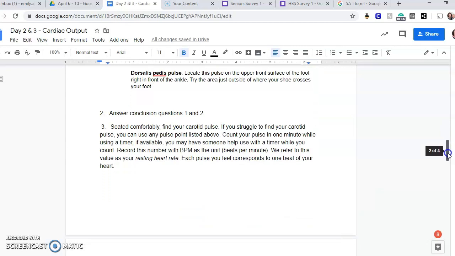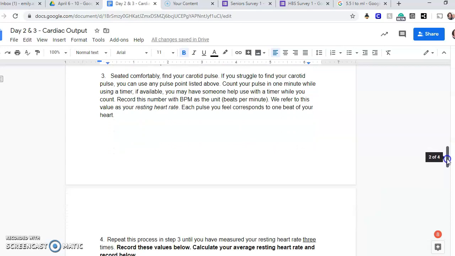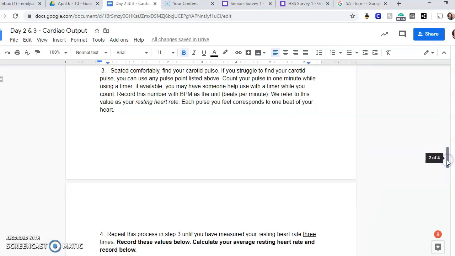You'll answer your conclusion questions as part of your grade. And then on step number 3 and 4, you're going to find either carotid pulse, as it mentions, or any pulse that you can find really easily. A lot of people use their radial pulse. They're able to find that really well. If you remember, radial is referring to your radius bone, and that bone is on your thumb side of your arm. So you can typically use your index and middle finger and press right there, and that one typically is pretty easy for most people to find.